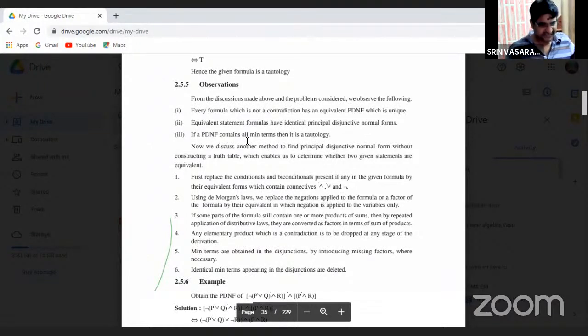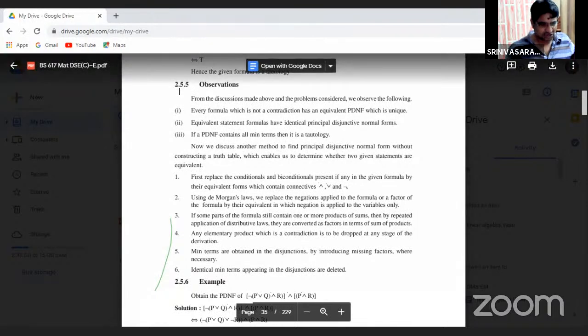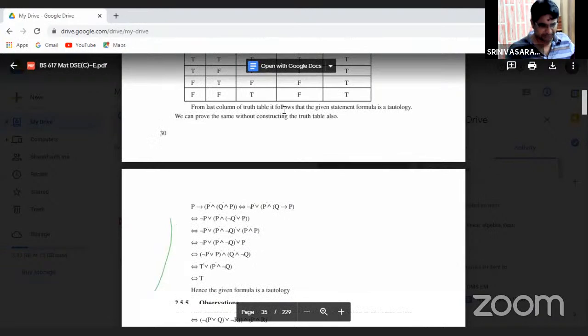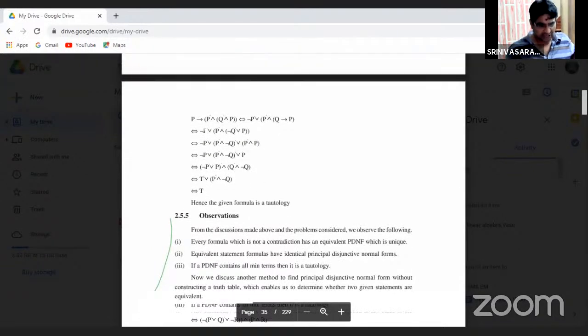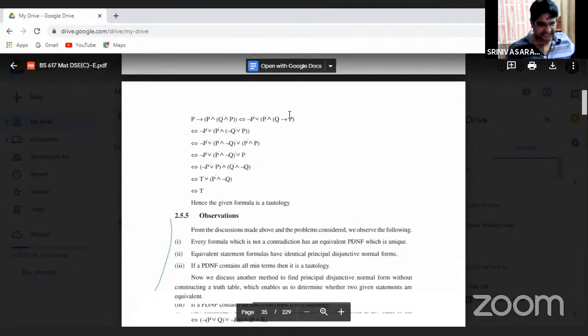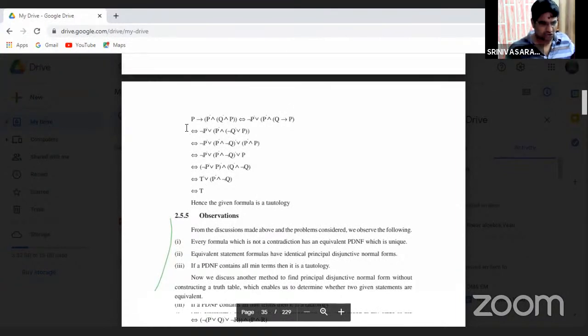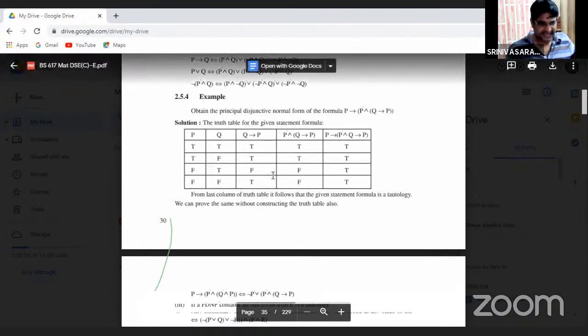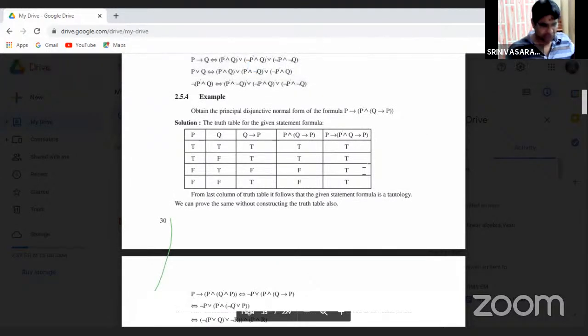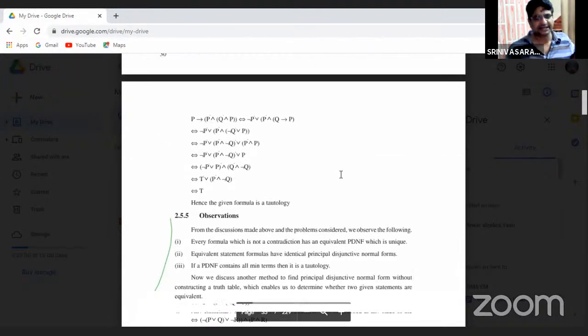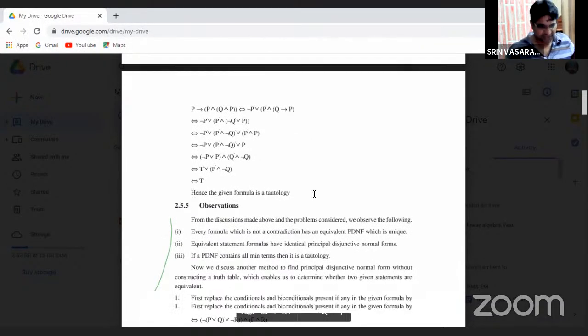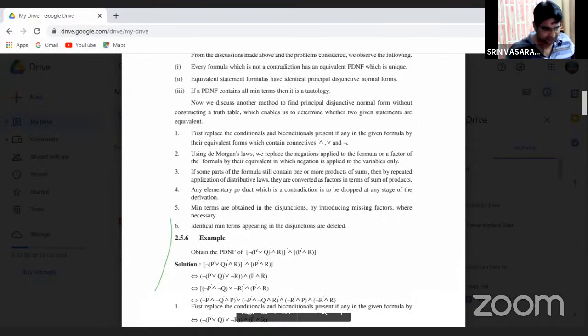Now, what does the PDNF contain? If the PDNF contains all minimum terms, then it is a tautology. According to these three conditions, we construct the table, and according to the equivalence forms and their expressions of DNF. Now, the direct method means the truth table, and the indirect method completely depends upon the expressions. Okay, that's enough. Thank you. Next one.